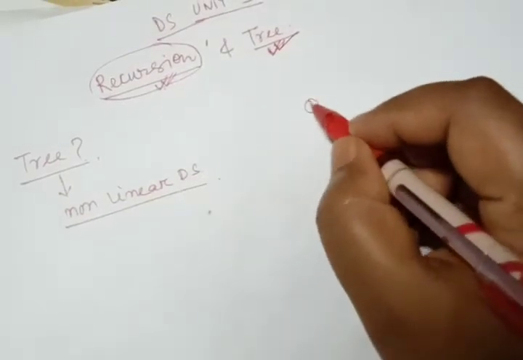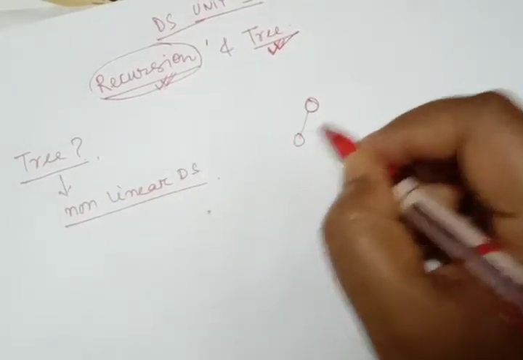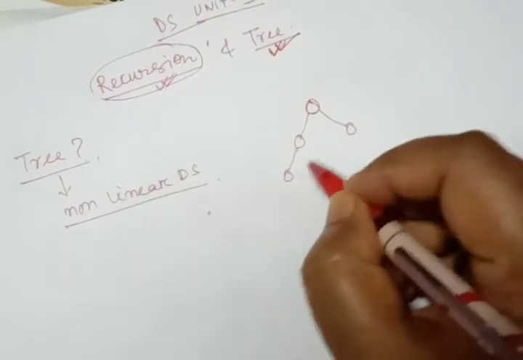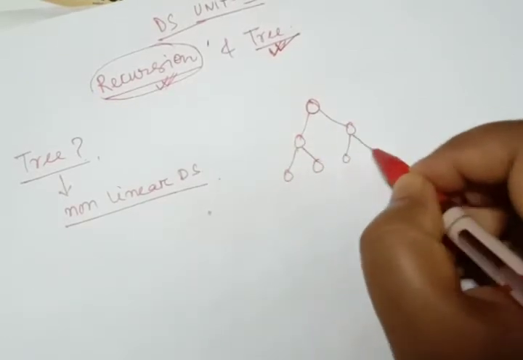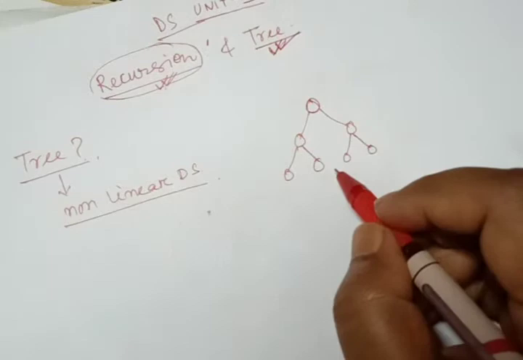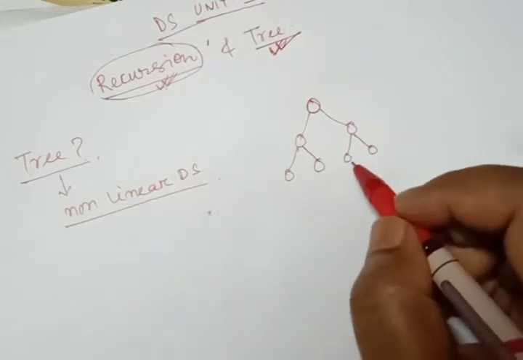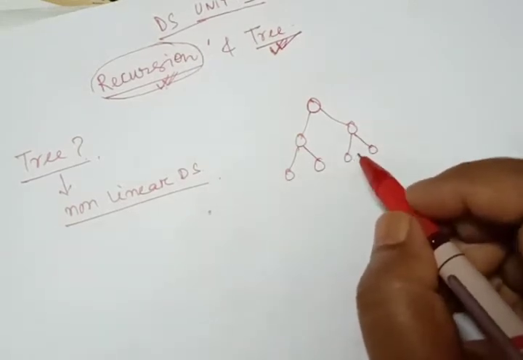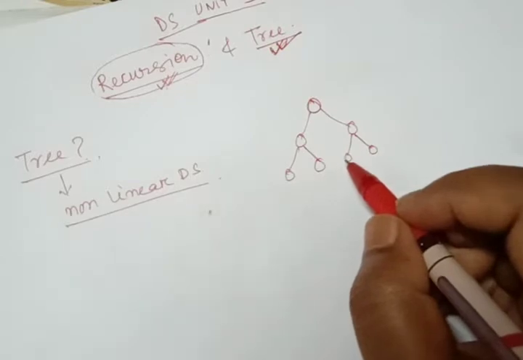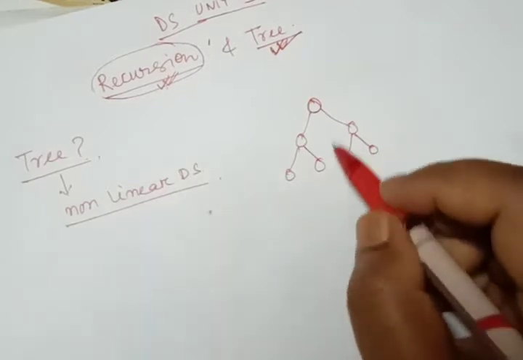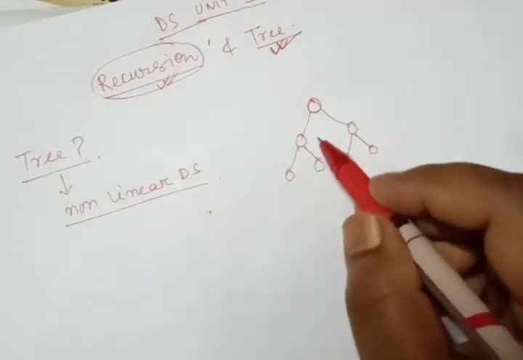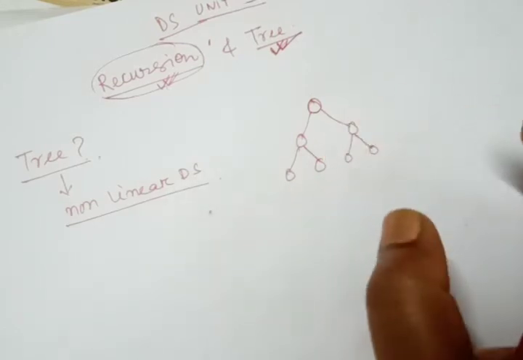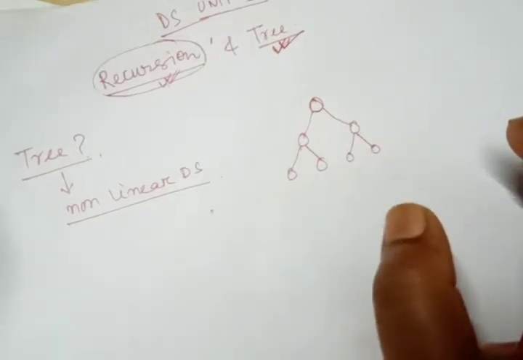Now I'm going to draw a tree. Suppose this is a tree. When you represent this tree, it will be represented on a plane or a surface, you can say. So that is why it is known as non-linear data structure. The relationship between the nodes will be maintained in a hierarchical relation.